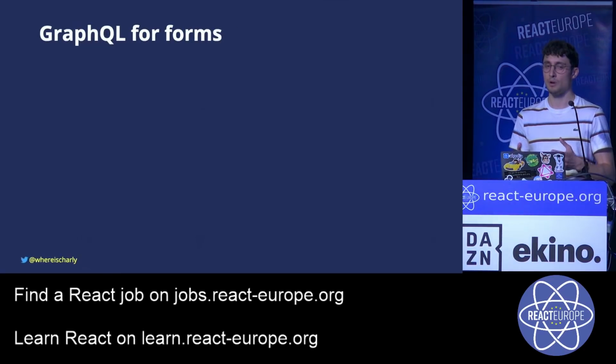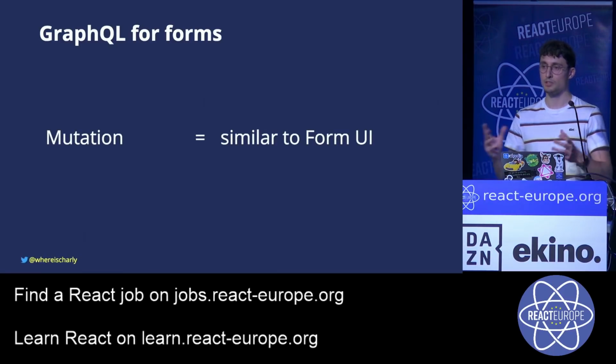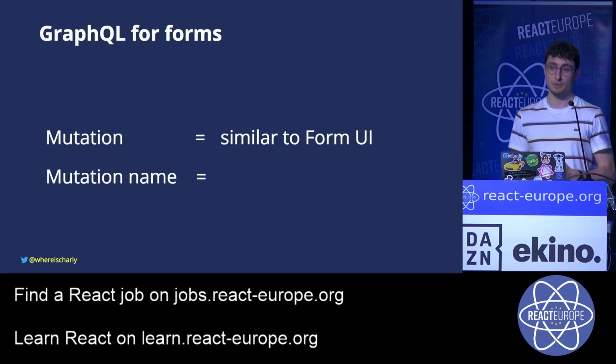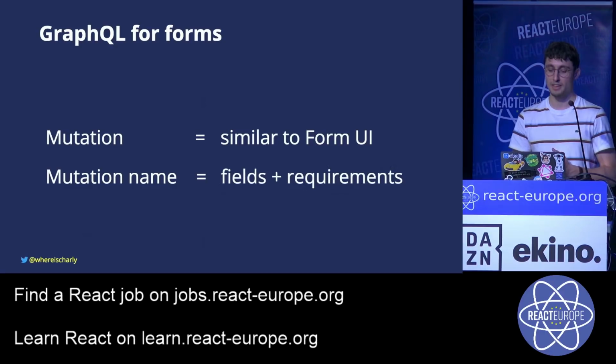So let's sum up how this is going to help us with forms. First, we saw that mutations are closer to the business logic, meaning that it's achievable to have one mutation per form of the application. Way simpler. And thanks to introspection, given a mutation name, just the name of a mutation, we can have all the fields and requirements of data that are needed for this form.